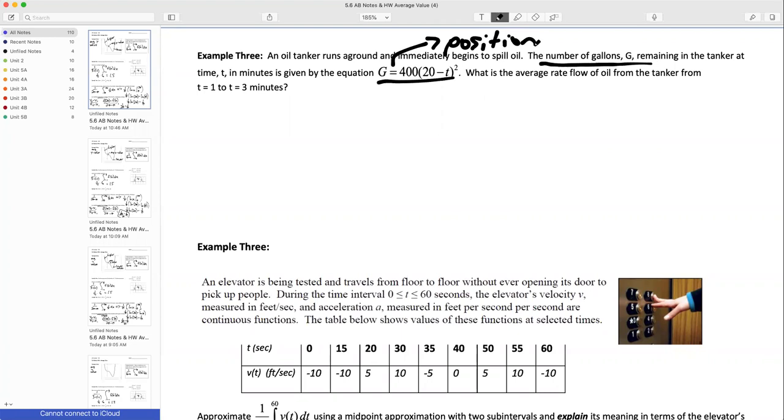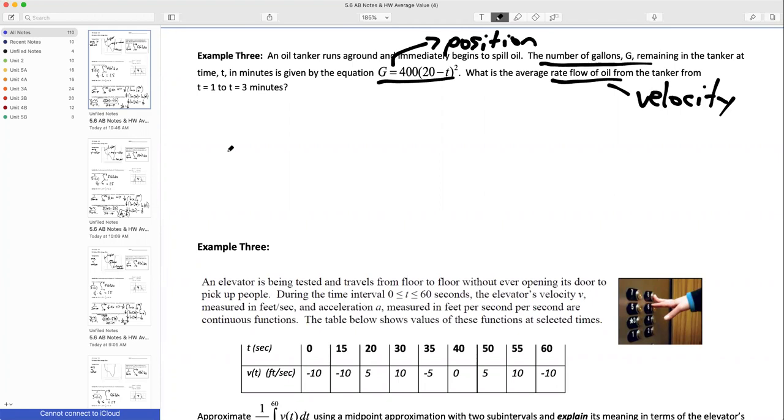The question that they ask, however, it says, what is the rate of flow of oil? So what are they asking for? Rate of change. They're asking for the velocity because it is a rate of flow of oil. So now, how will I go about answering the question? Well, there are two ways, the easy way and the hard way. I am going to find the slope of the position or the average value of the velocity.